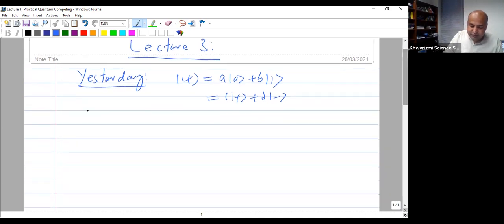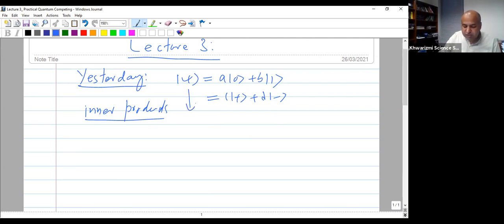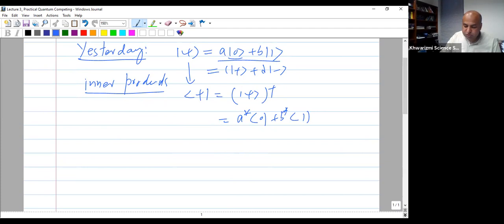And we also learned that we can make an inner product of states. When we have to make an inner product, we first construct a bra vector corresponding to the ket vector. The rule for making the bra vector is taking the conjugate transpose. If I use this representation, I first take A star, and then the star of 0 and its transpose turns it into a bra 0, and then B star and bra 1. So these bra 0 and bra 1 are related to the 0 and 1 kets like this.